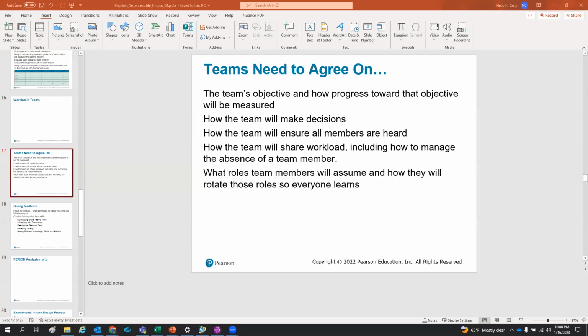All right, so communication is key. Working with a team, there are some things you need to agree on. The team's objective and how progress toward that objective will be measured. You have to agree on that. What is the objective? What is the end goal? What are you trying to obtain? What is the perfect solution?